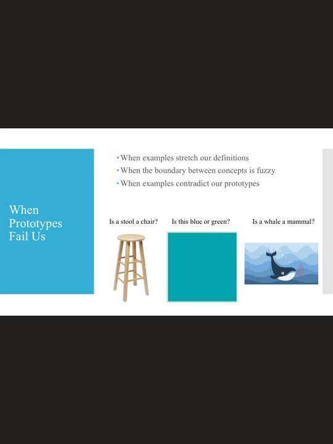So when prototypes fail us, that's when we see things like bias. This happens when examples stretch our definitions, when the boundaries between concepts are fuzzy, or when examples contradict our prototypes. These are examples of when prototypes fail us. So is a stool a chair? Is this blue or green? Is a whale a mammal? These are all things that get us to question our prototypes. And I think that brings us back to this: if something doesn't fit our preconceived prototype and what we expect, how does that help us understand where bias exists?